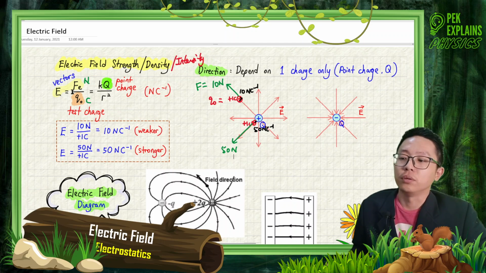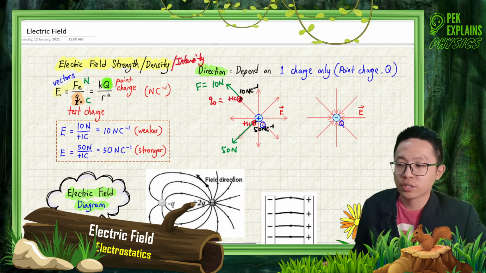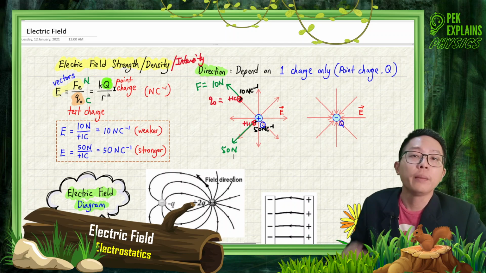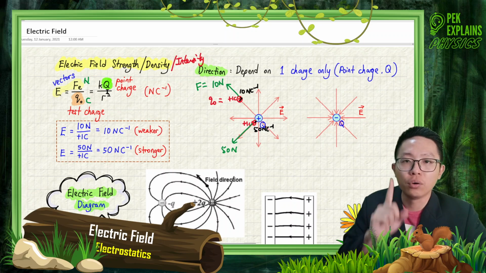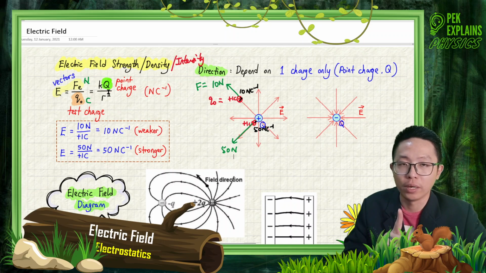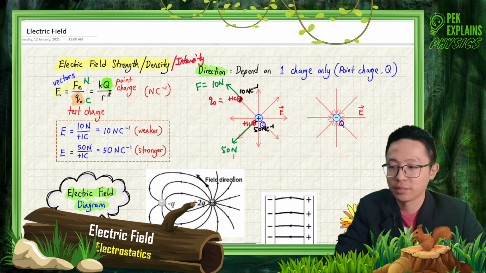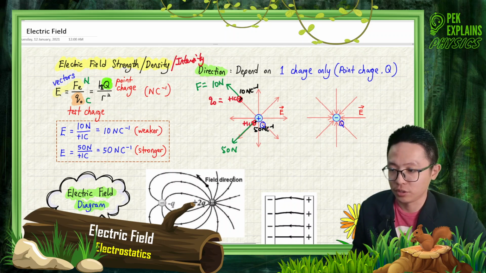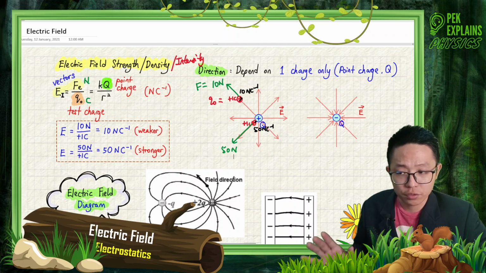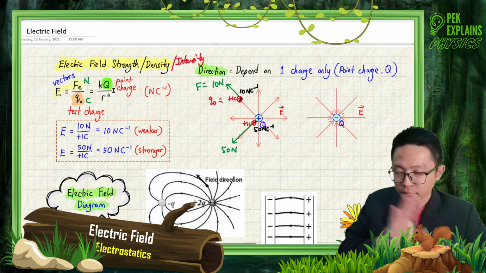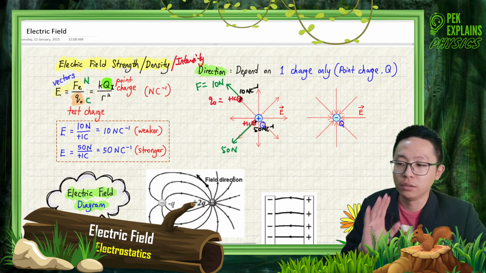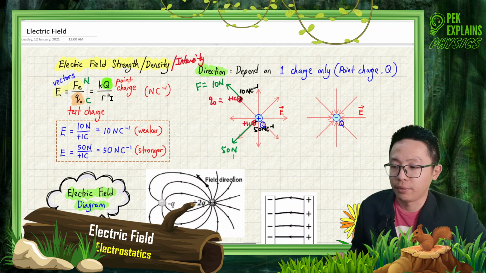Okay, so force divided by test charge. What is left over is only the point charge. So electric field strength depends only on one charge, which is the point charge. It only depends on the point charge. It doesn't look at the test charge. So the unit is Newton per coulomb.